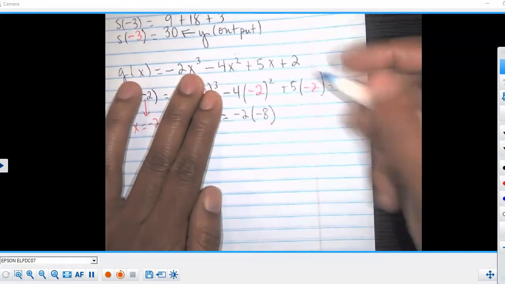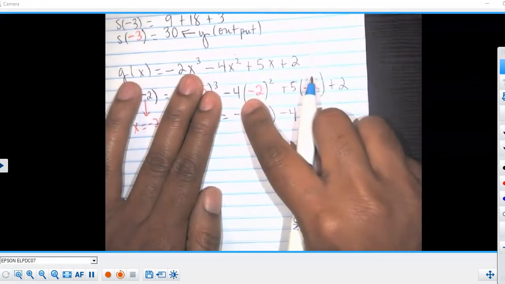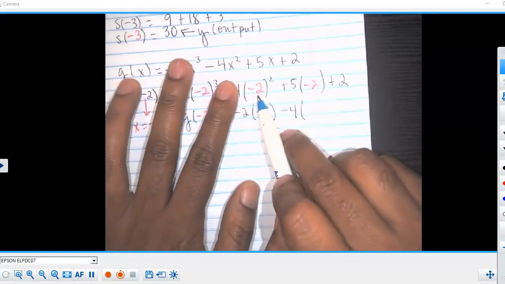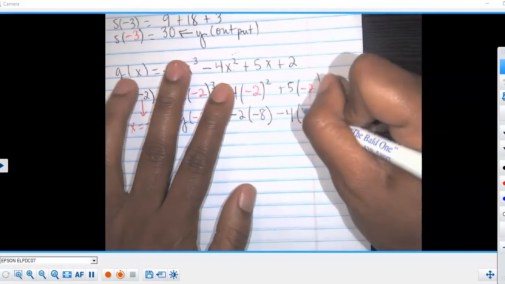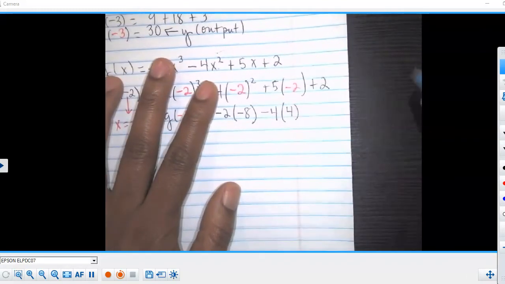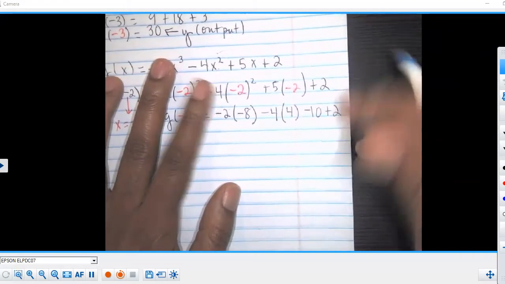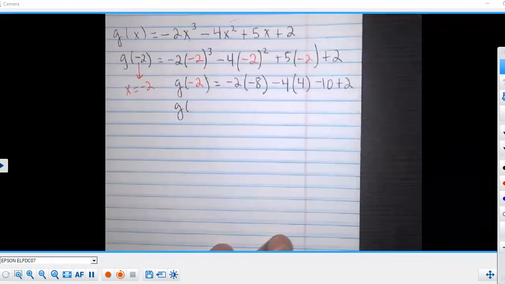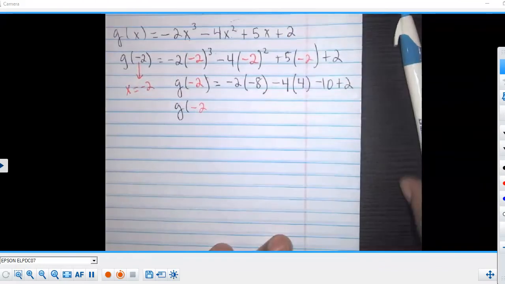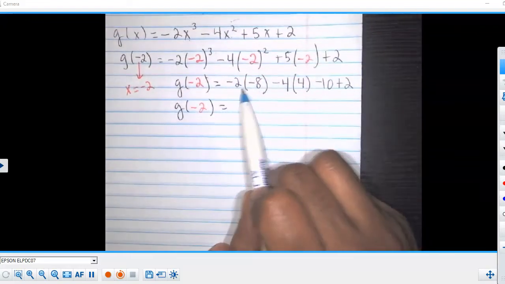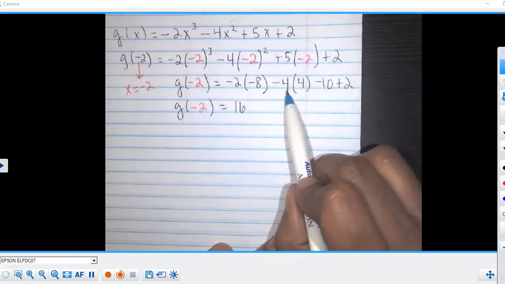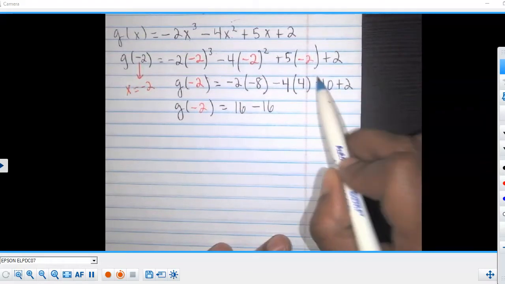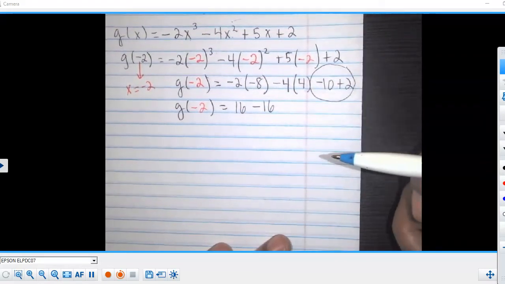Let's keep going. Now I drop down my negative 4. Do not multiply those together. You have to do exponents first. So I wrote it down. I'm putting another parentheses because I want to do negative 2 squared, which is 4. This is just simple multiplication, negative 10 plus 2. Right, now we're here. So now we go back to g at negative 2, close it, equals, multiply this for 16, multiply this for a negative 16, then drop those 2 down, or you can combine these two terms if you want, and that's negative 8. Either way, it didn't matter.